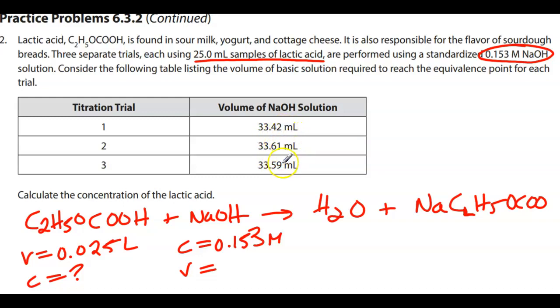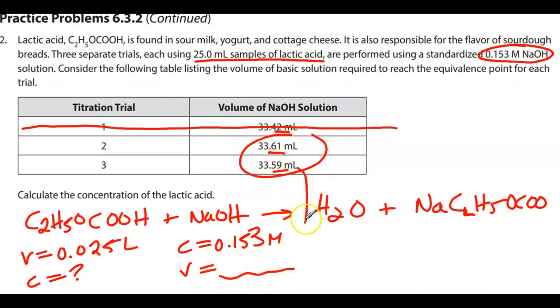Now, these are all pretty close to each other, but if you notice, you have 0.42, 0.61, 0.59. So this first one is further off. If you take the difference between each of them, this one is a very small difference compared to 0.61 to 0.42 or 0.59 to 0.42. So you always remove 1 out of the 3 that's off. The volume that we would use here would be the average of those 2. So it would be 33.61 plus 33.59, divided by 2.